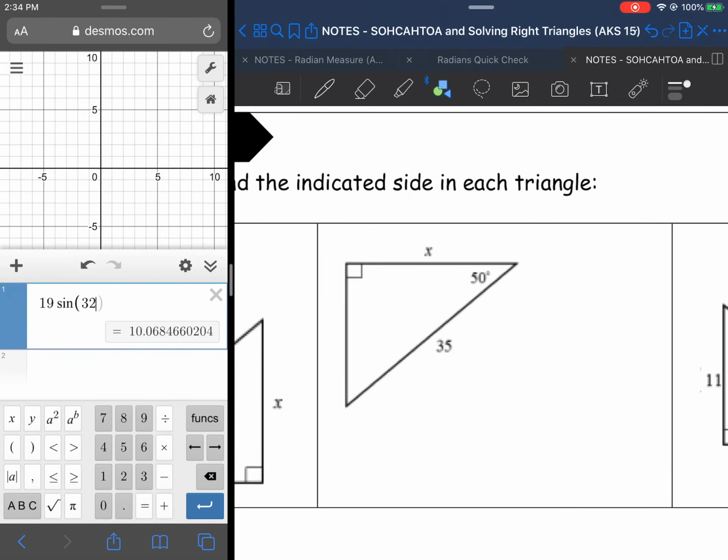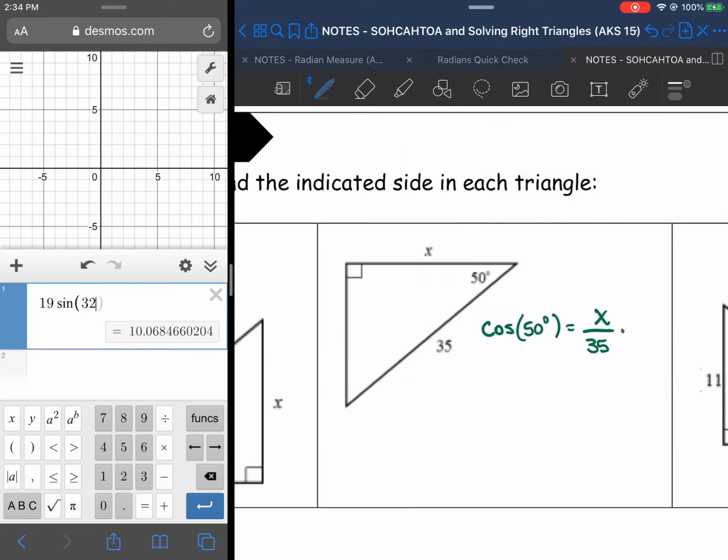So now notice that we have the angle 50 degrees, and relative to that angle, we know that x would be the adjacent leg. We know that 35 would be the hypotenuse, again, because 35 is directly across from the 90-degree angle. So since we have an adjacent leg and a hypotenuse, that tells us that we should probably be using the cosine. So we would say that the cosine of 50 degrees is equal to x, the adjacent leg, divided by 35.